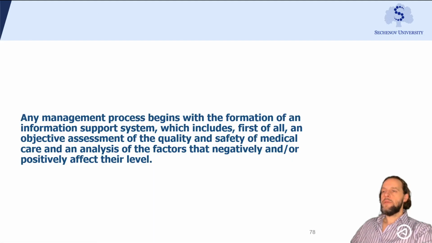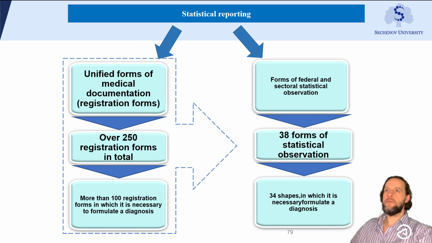And of course, management will require additional statistics from these activities, and the management process begins with formation of an information support system, which includes first of all an objective assessment of the quality and safety of medical care and an analysis of the factors that negatively or positively affect their level. So we need data to analyze, to know, does our system develop in the required way, and do we need to adjust something in this system. So it's the basic requirement of management. If we do not have the required data, it's impossible to manage the situation.